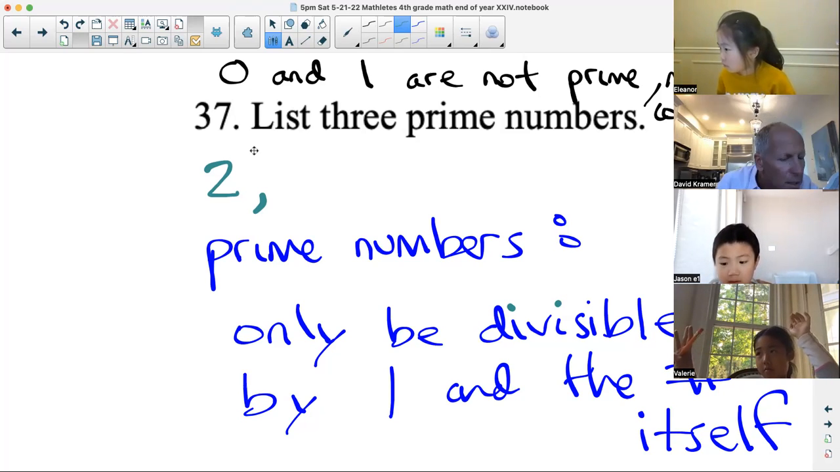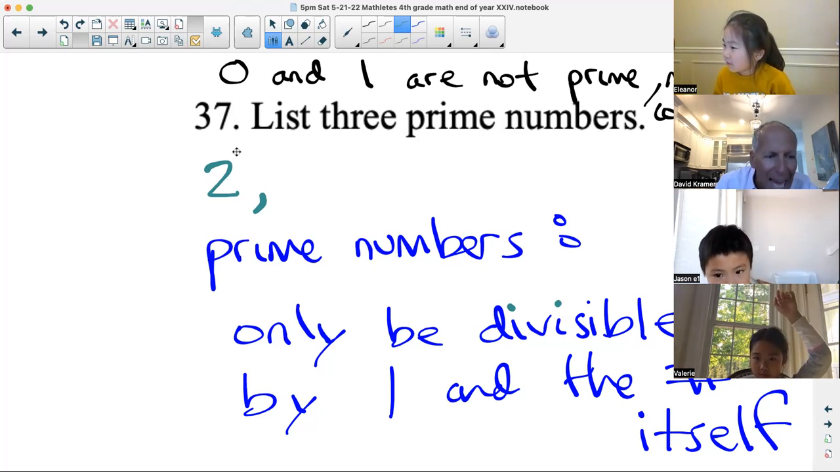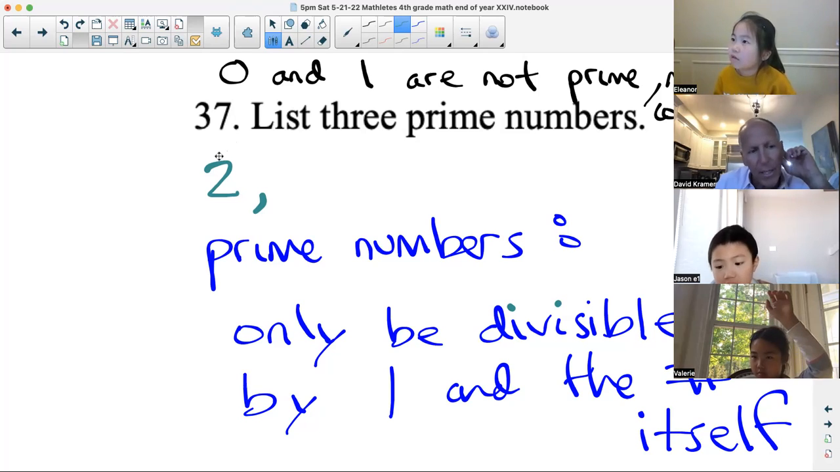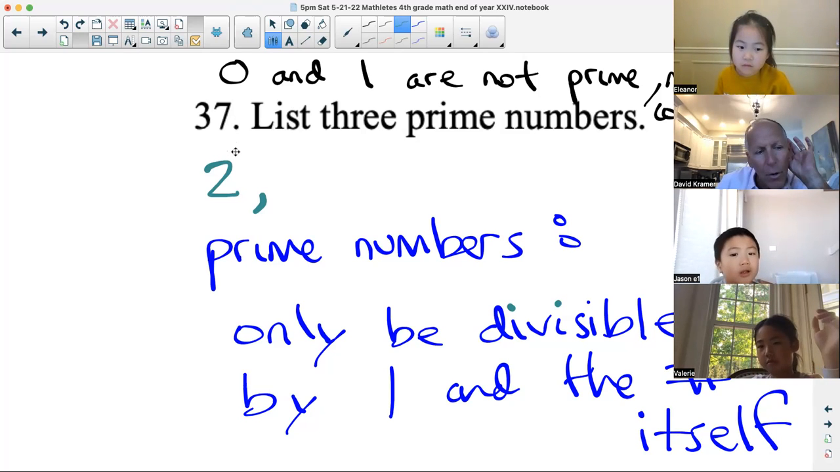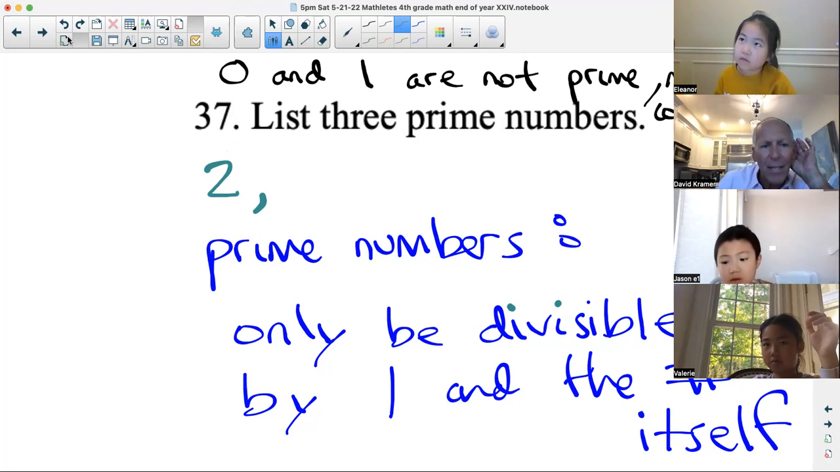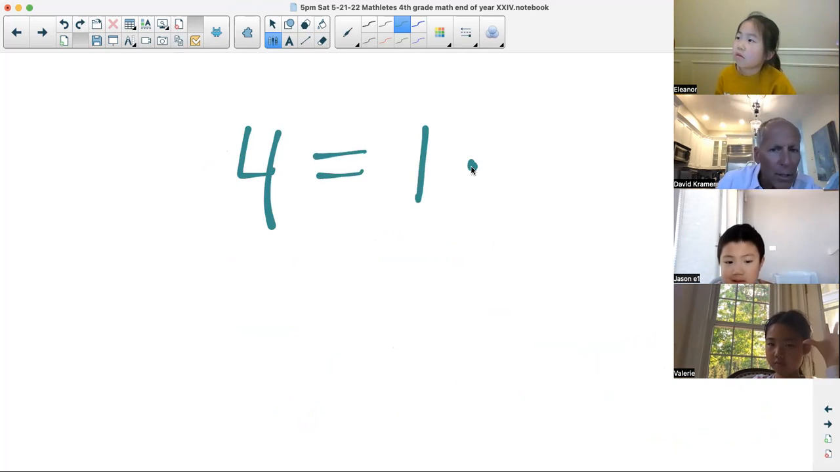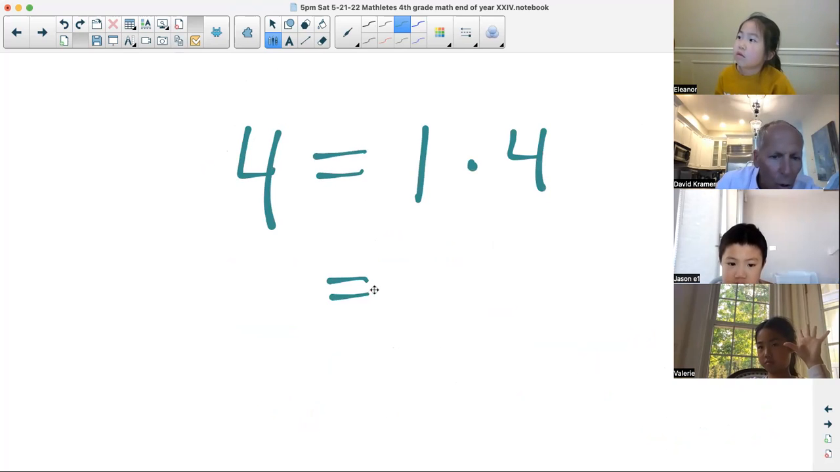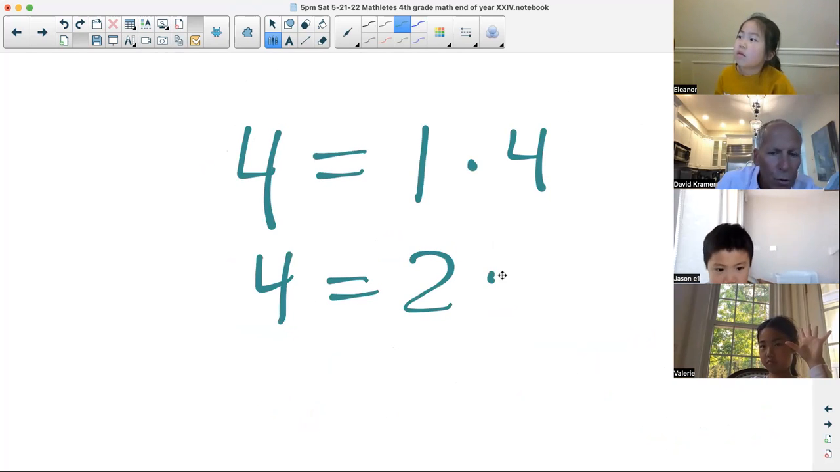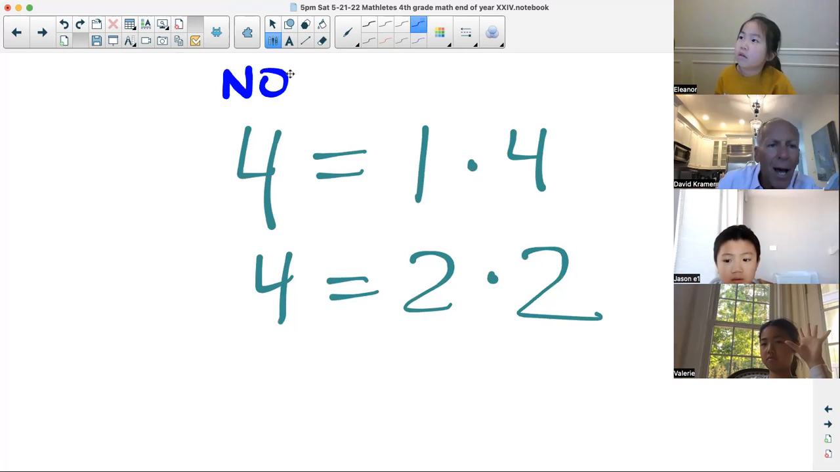The smallest number after 2 that is only divisible by 1 and itself. I think 4. Say it again, please. Four. Well, Jason, four is definitely one times four, but can't we also do two times two? So four is not prime.